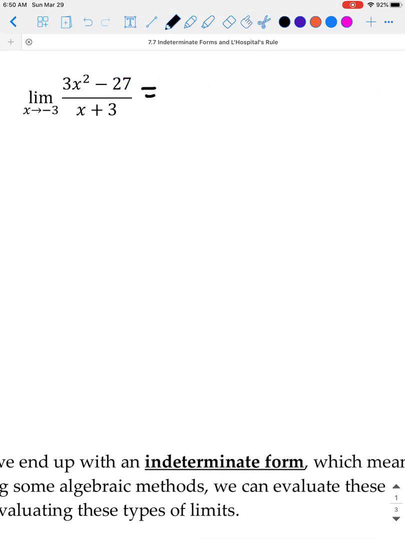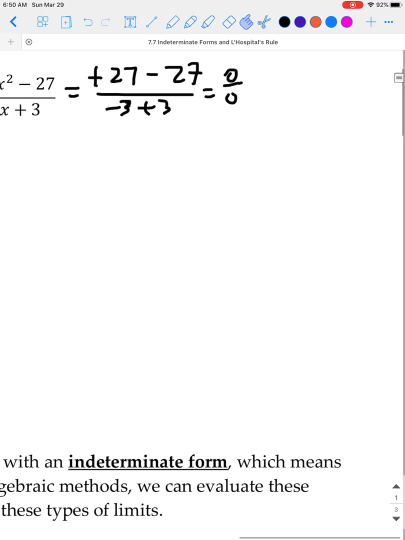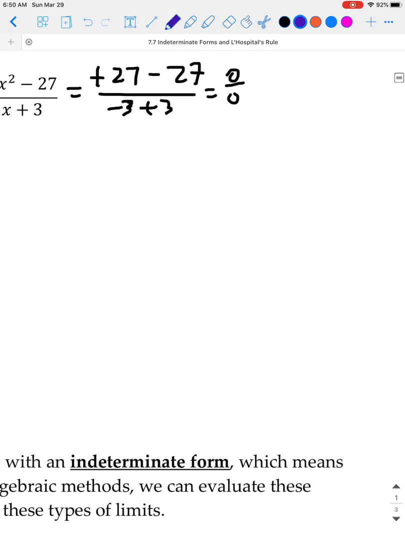If we move to the second example, this one's a little bit trickier because we're approaching x equals -3. So we could have a vertical asymptote, we could have a hole, or we could have a limit. The easiest quick check would be to directly substitute in -3. By doing that, we'll get -27 plus 27 over -3 plus 3, which gives us 0 over 0. The 0 over 0 term is what we call an indeterminate form.